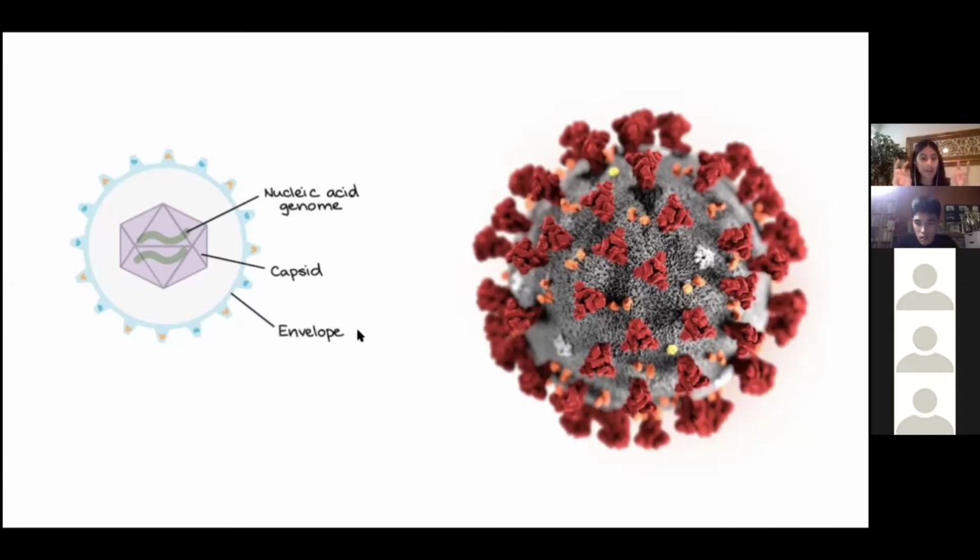This brain, or genetic information, is then covered by this capsid. That's important because you can think of the capsid as the skull that surrounds your brain, if that makes sense. So this is just a general idea of what a virus looks like.